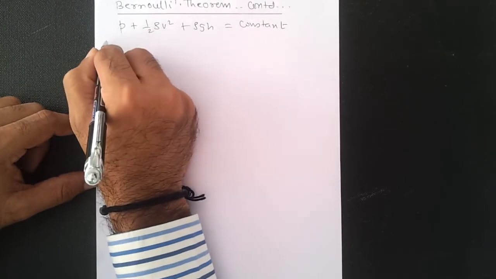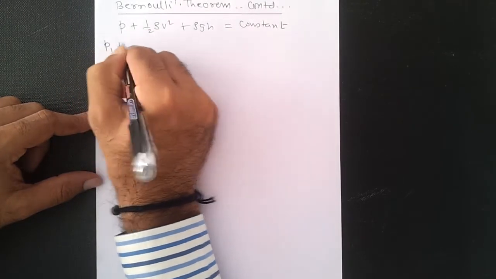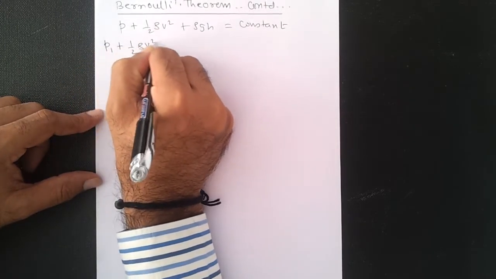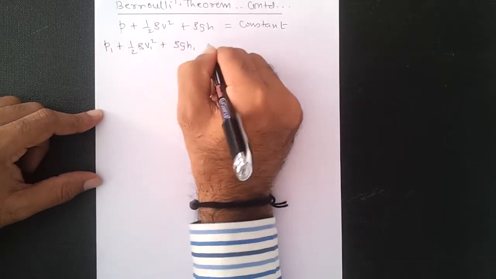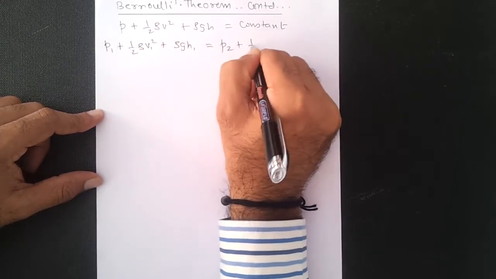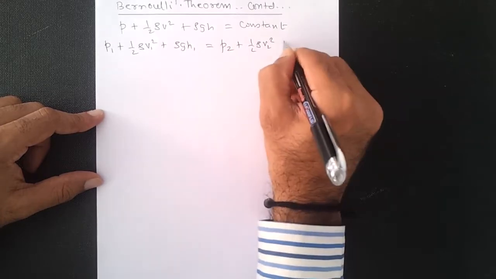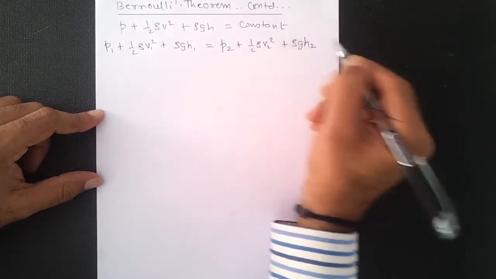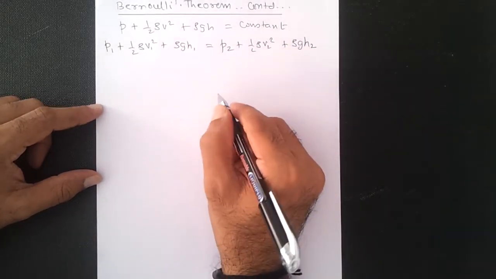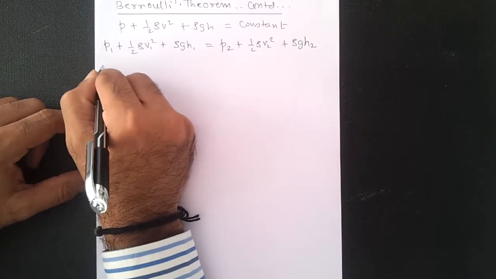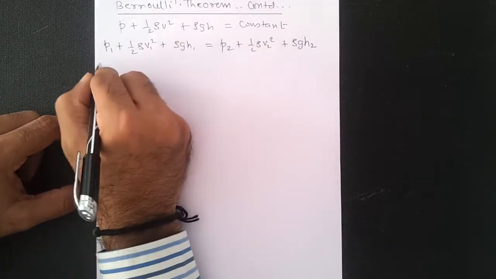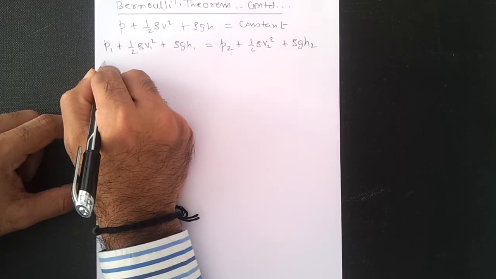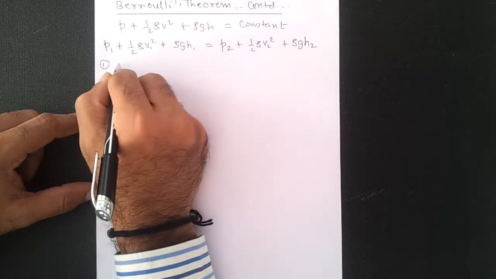And if I look at two cross sections, then I get the form P1 plus half rho V1 square plus rho gh1 is equal to P2 plus half rho V2 square plus rho gh2. Now, I want to discuss a couple of points in this video. The first point that I want to discuss is if we have a horizontal pipe.